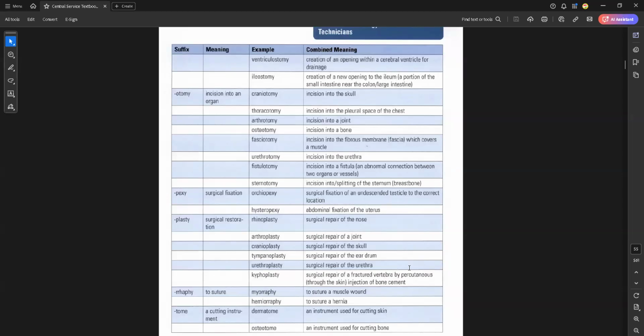Sometimes when somebody is involved in a vehicular accident, they can harvest an organ or a tissue from one part and transfer it to another part to restore the area. That's also called plasty. Rafi means to suture. Let's say something is torn and they want to repair it. So we call that rafi. Next page, please.